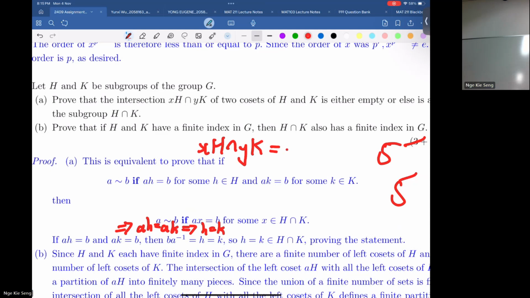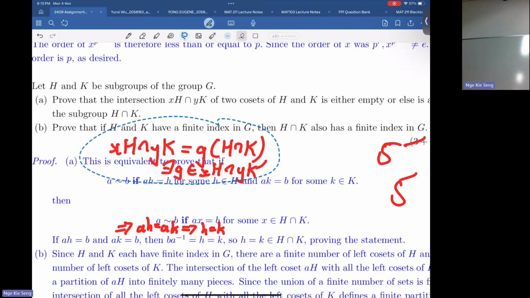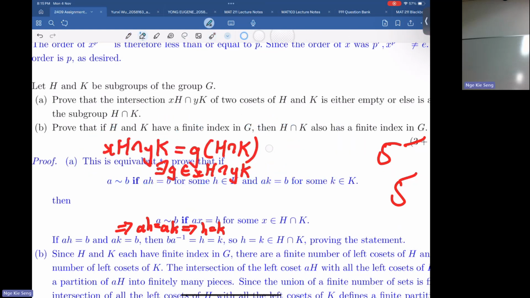You do g(H intersect K). How do you pick this g here? You pick the g from the intersection. Okay, so this is what you do. Some of you even do better. You can actually quickly write this as gH intersect gK, which is good.